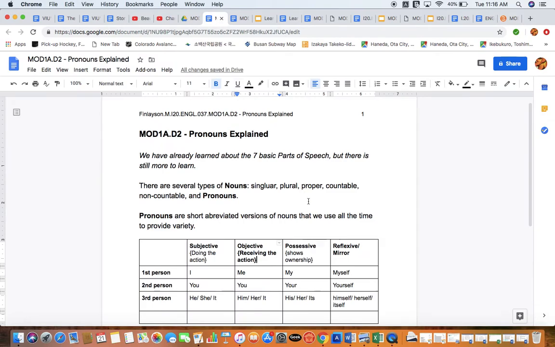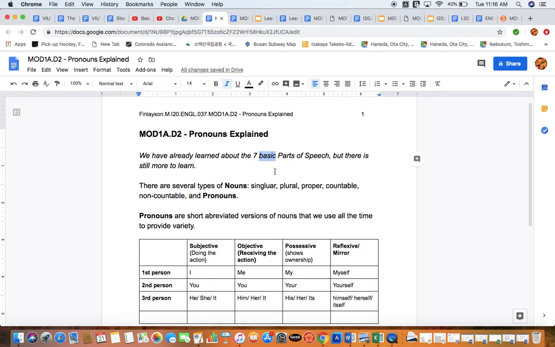Now, this mini lecture today is going to focus on talking about pronouns. So we're going to start looking at and explaining pronouns. Yesterday we talked about the basic 7 parts of speech, but of course, as with all learning, we learn in stages, or we learn in steps. So we lay down one layer of knowledge and then we build on top of that.